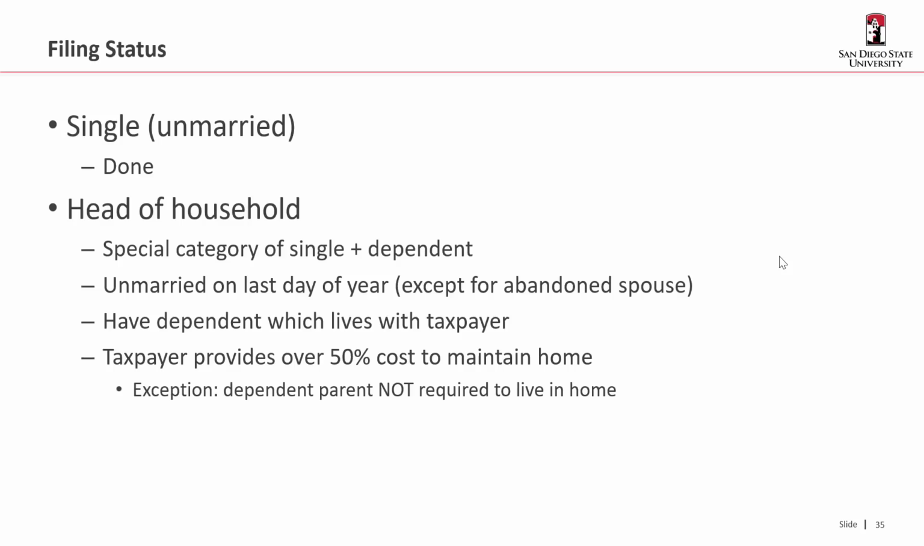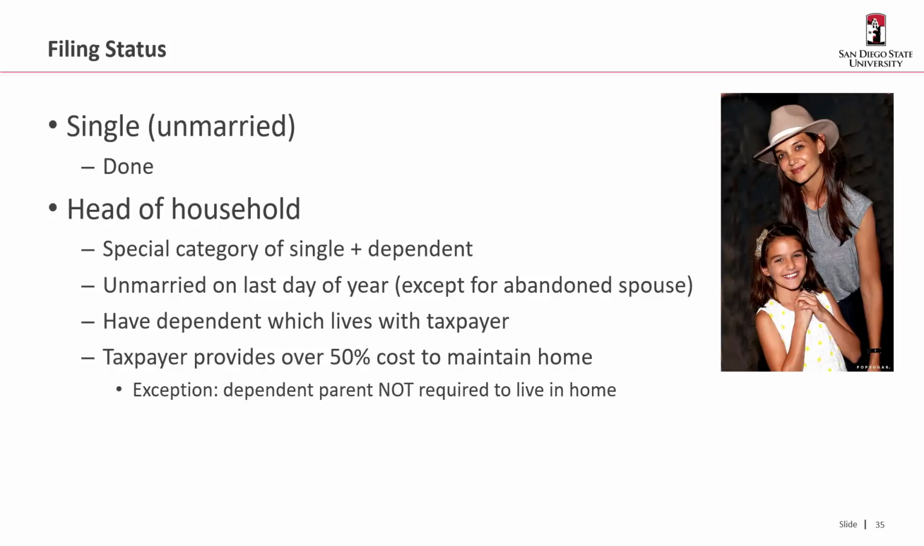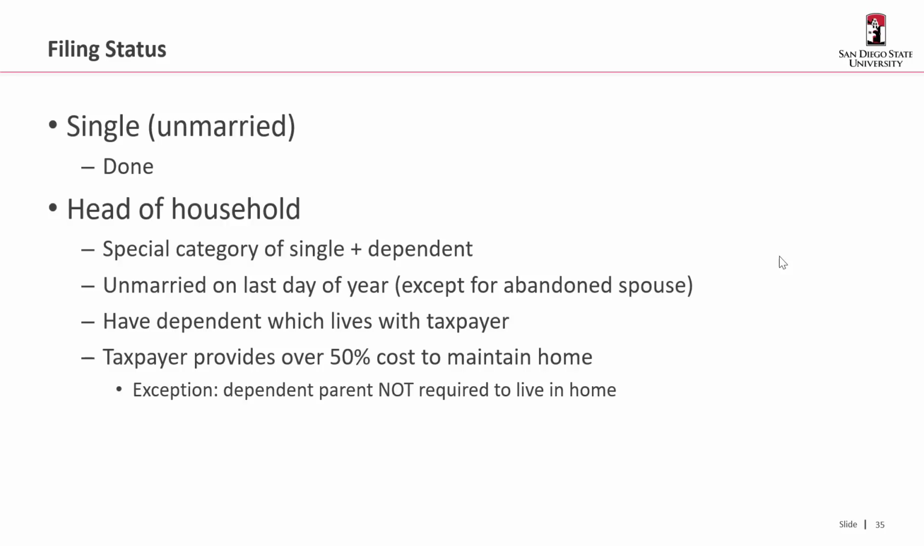Single simply means you're unmarried. Done. Head of household is this special category that is based on the way that our society has developed. We have a lot more single parents, and as a result, we have a tax classification for these folks, a filing status. So this is a special category of someone who is single but has a dependent. That dependent does not need to be a child, but you do need to be unmarried on the last day of the year, unless, of course, you're an abandoned spouse, which we talked about previously.